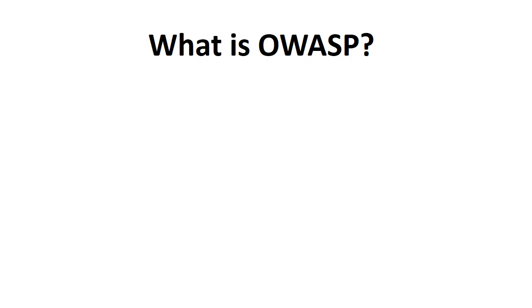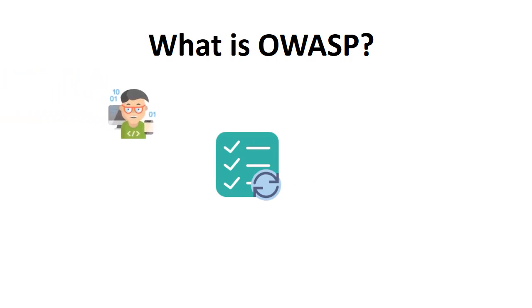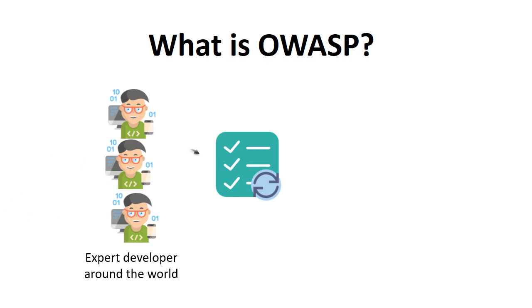Hi guys, in this tutorial we talk about OWASP Top 10 2018. First of all, OWASP is a powerful awareness document for web application security. It represents a broad consensus about the most critical security risks to web applications.